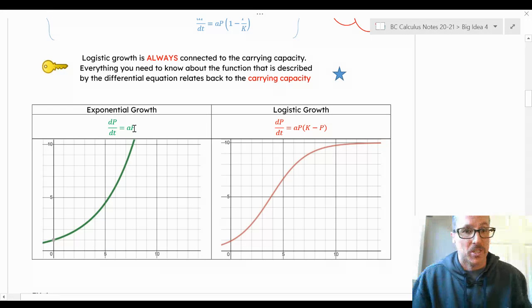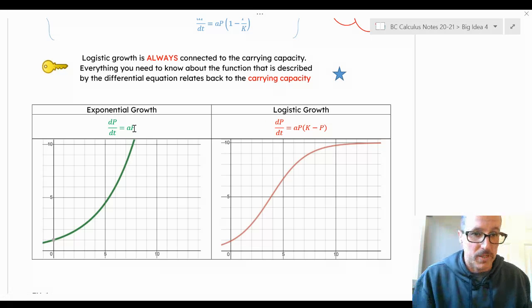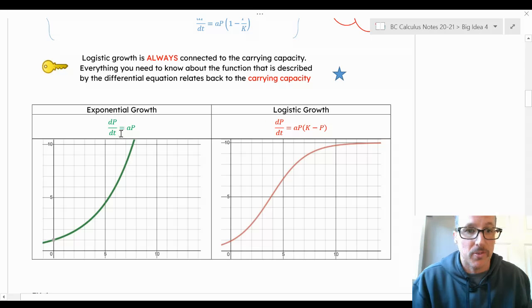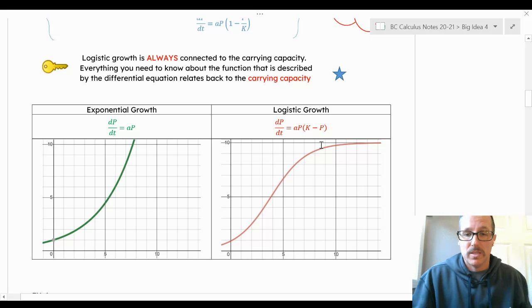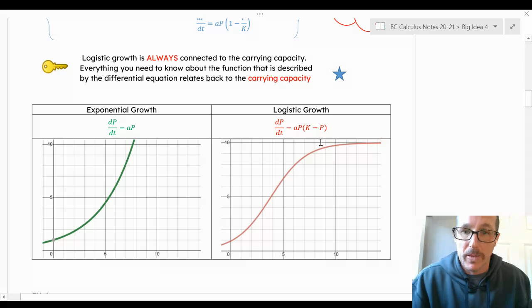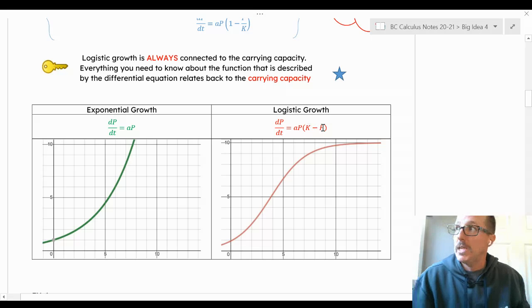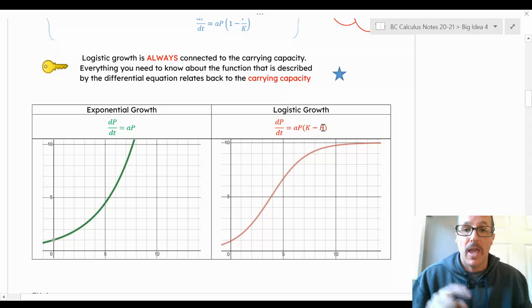proportional to how much population is there. So the higher the population, the higher the growth rate. Whereas logistic growth, the growth rate decreases as this value of P approaches K, because the value of K minus P will get smaller and smaller and smaller, approaching zero as the value of P gets close to K.